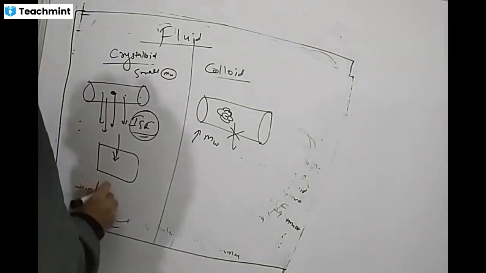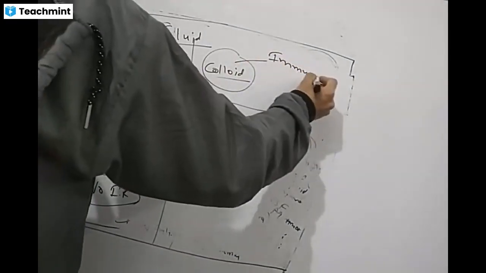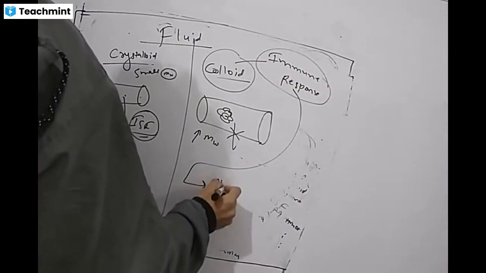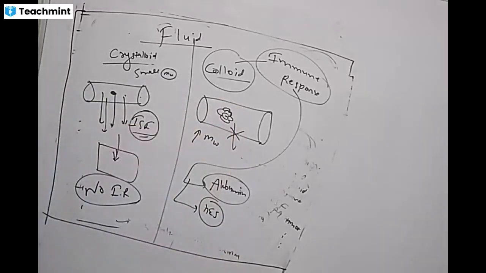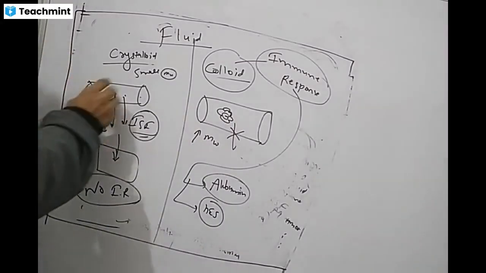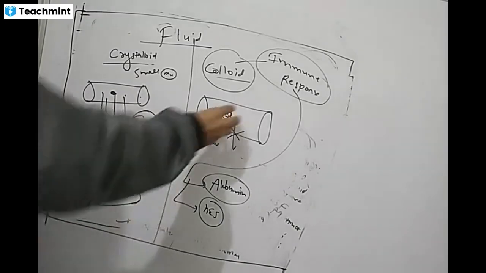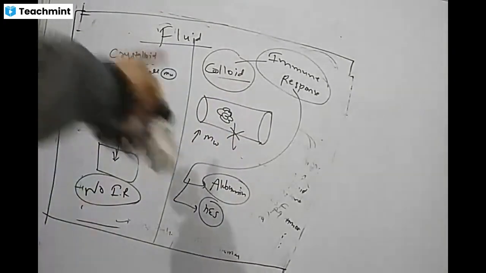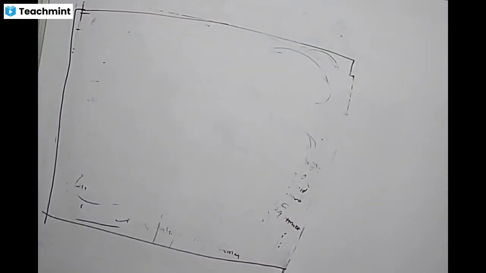In crystalloids, no immune response is generated. In the case of colloids, the problem is immune responses. There may be some allergic responses, for example if you are using albumin of human origin or HES, which we'll discuss in the next lecture. Colloids remain inside the vascular compartment and pull the water inside this compartment because of osmotic pressure. That is called colloidal osmotic pressure. So this is a simple difference between these fluids.